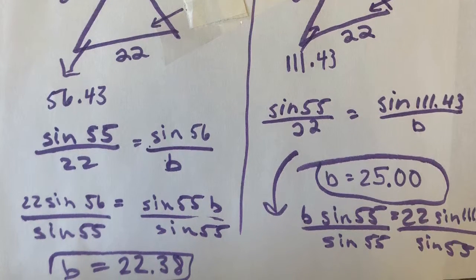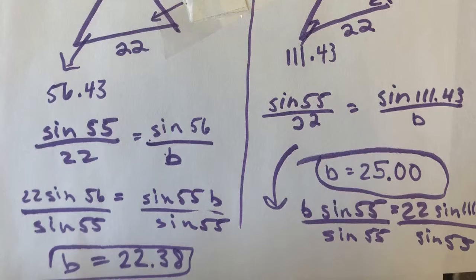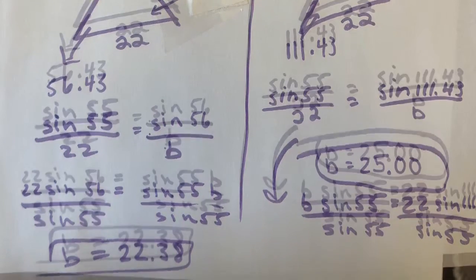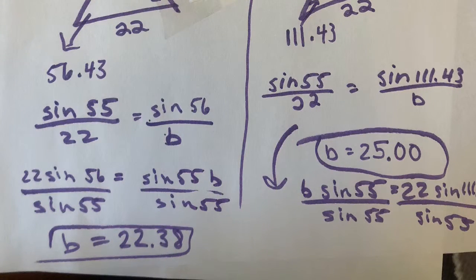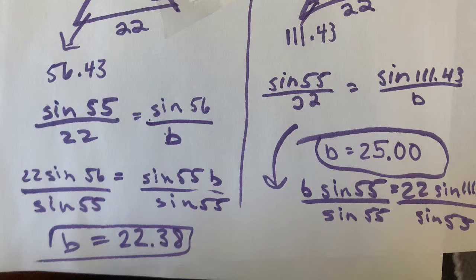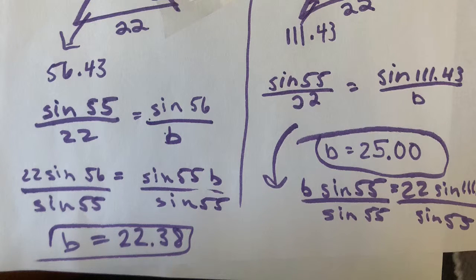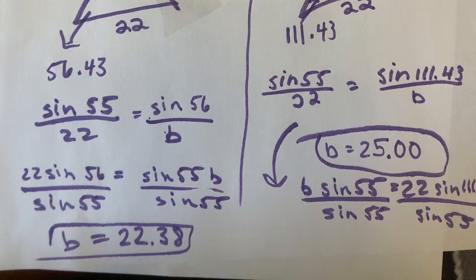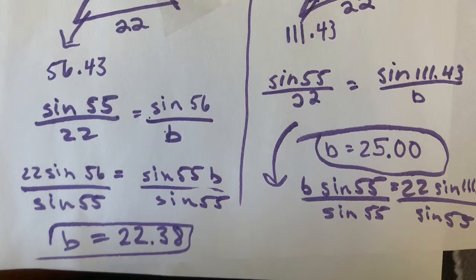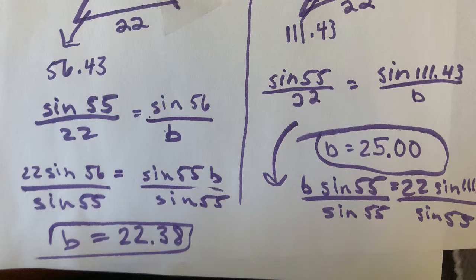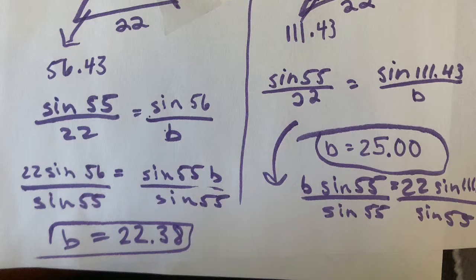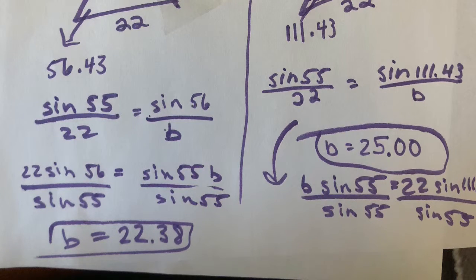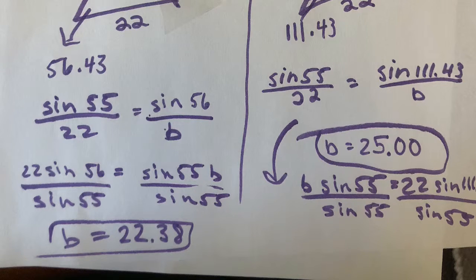To get side B of triangle B, we did the law of sines again. So we did sine 55 over 22 equals sine 111.43 over B. Then we cross multiplied and divided to get that B equals 25.